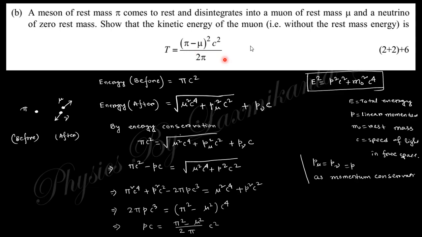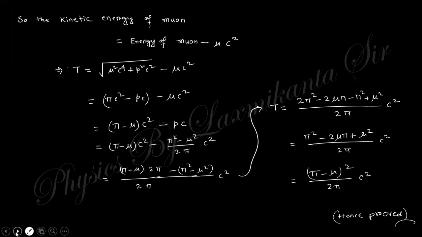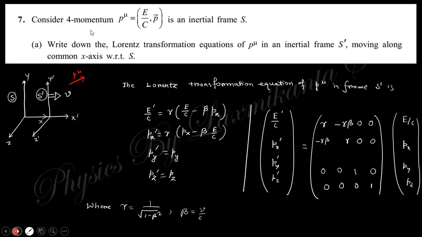Next question. They consider the four momentum, that is p mu, (E by c, p vector). This c is the speed of light and p is the three-dimensional momentum. This is the four-dimensional momentum and this p vector is the three-dimensional momentum. Write down the Lorentz transformation equation of this along the common axis. So you know this Lorentz transformation equation like that, and you can express this one like that, where gamma is 1 by root under 1 minus beta square and beta is v by c.